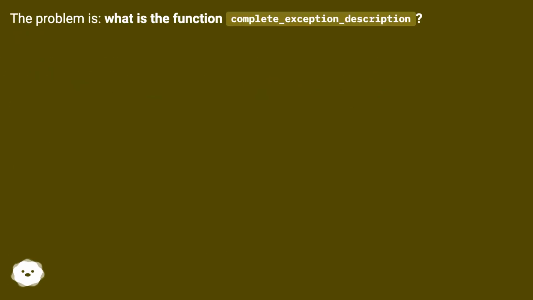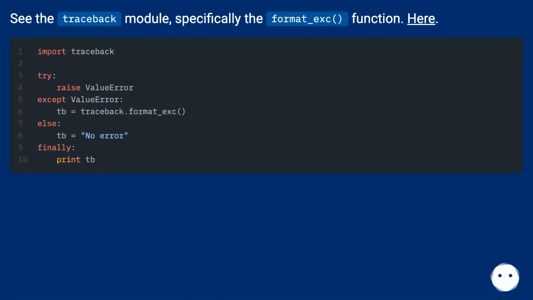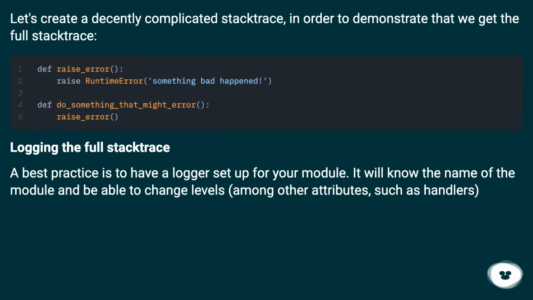The problem is, what is the function complete_exception_description? See the traceback module, specifically the format_exc function, here. Let's create a decently complicated stack trace in order to demonstrate that we get the full stack trace.